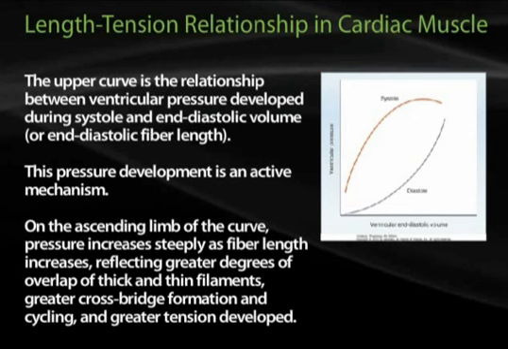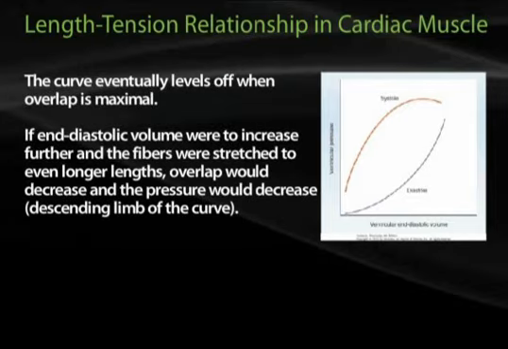The upper curve is the relationship between pressure that develops in the ventricle during systole and end-diastolic volume, or end-diastolic fiber length if you take it down to the cell level. This pressure is an active mechanism again. On the ascending limb of the curve, the pressure increases steeply as fiber length increases, and this reflects greater degrees of overlap of the thick and thin filaments, which causes greater cross-bridge formation and cycling and greater tension development. The curve eventually levels off when the overlap is maximal.